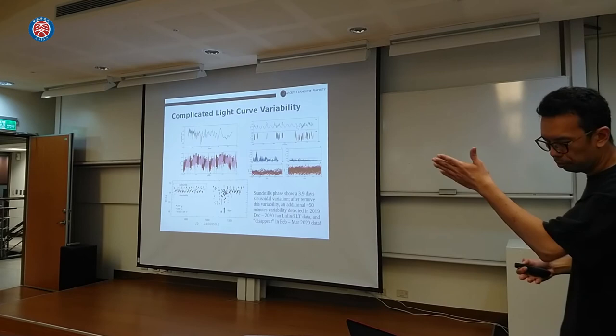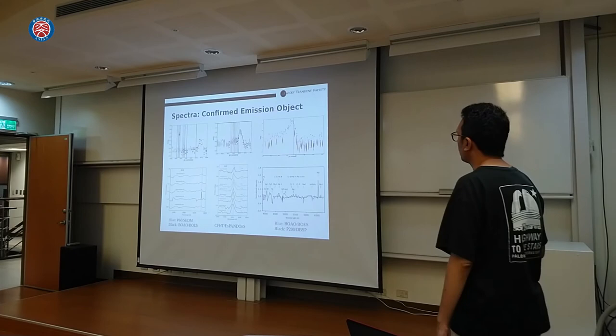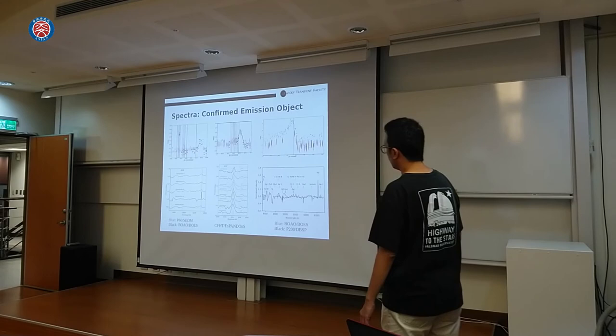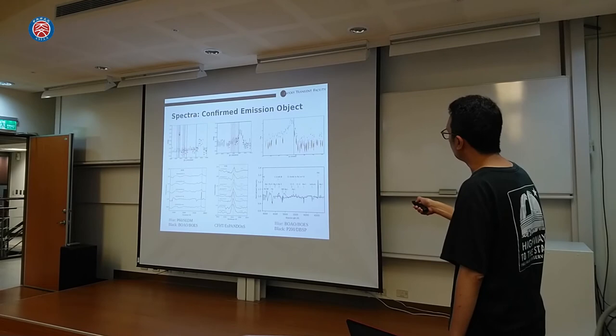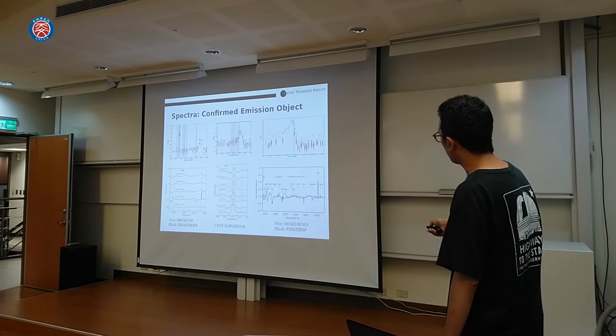Okay, how about the spectra? So we have P60 spectra, we have BOAO in Korea, and then we have CFHT spectra, and then we have 200 spectra. So we try to collect different spectra. One thing is for sure, it's an emission line object. We see the H alpha emission very clearly. It's right over here. We also see some other lines, some common to B stars, some actually are not.